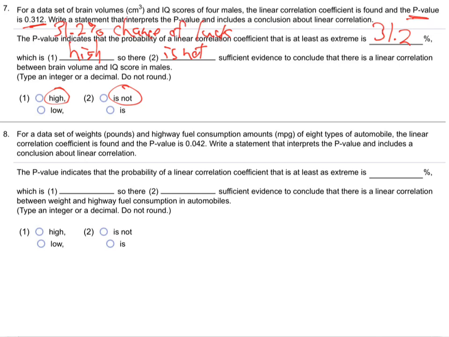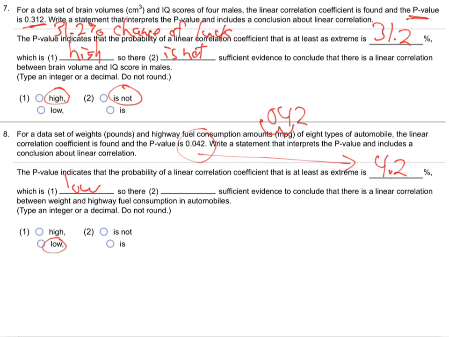Okay, number 8. For a data set of weights in pounds and highway fuel consumption in miles per gallon of 8 types of automobile, the p-value for the linear correlation coefficient is 0.042. That's 4.2%. Write a statement that interprets the p-value and gives a conclusion about linear correlation. We always take that 0.042 and move it 2 places. 4.2%, which is low.